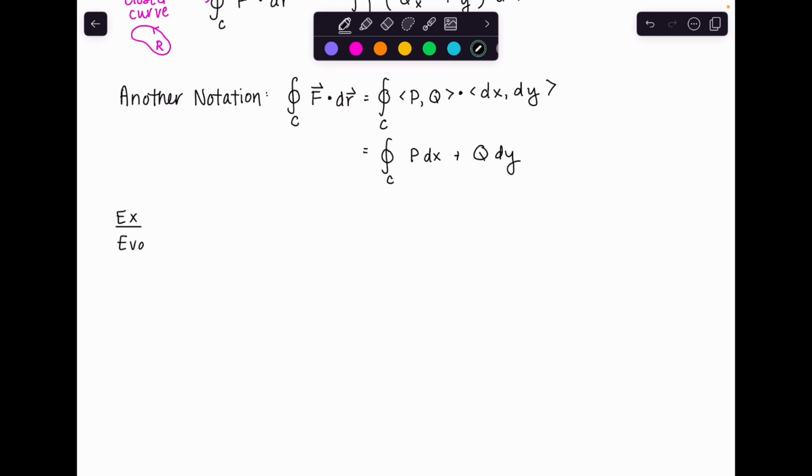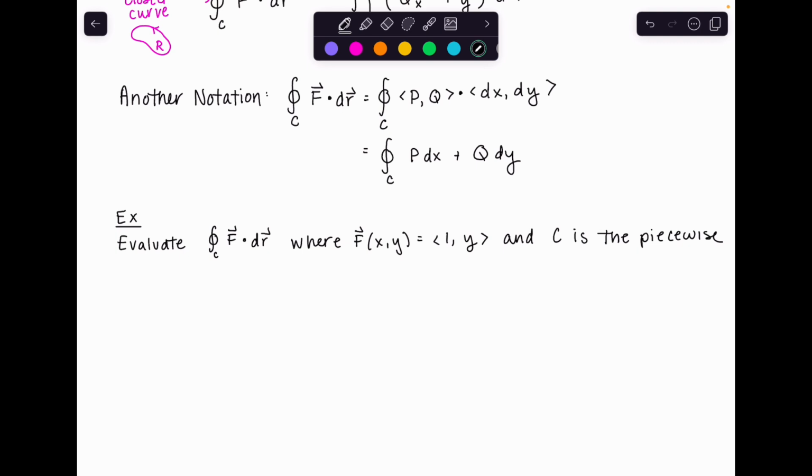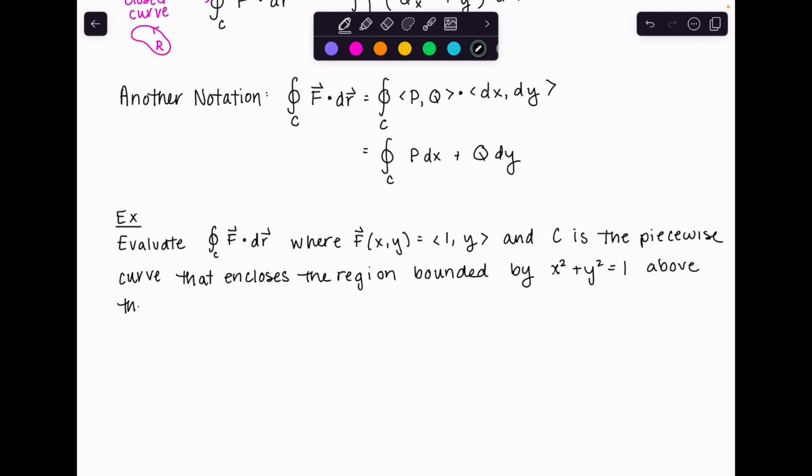So we're going to evaluate the line integral over the closed curve C of F dot dr, where F is the vector field ⟨1, y⟩, and C is the piecewise curve that encloses the region bounded by x squared plus y squared equals 1 above the x-axis with counterclockwise orientation.